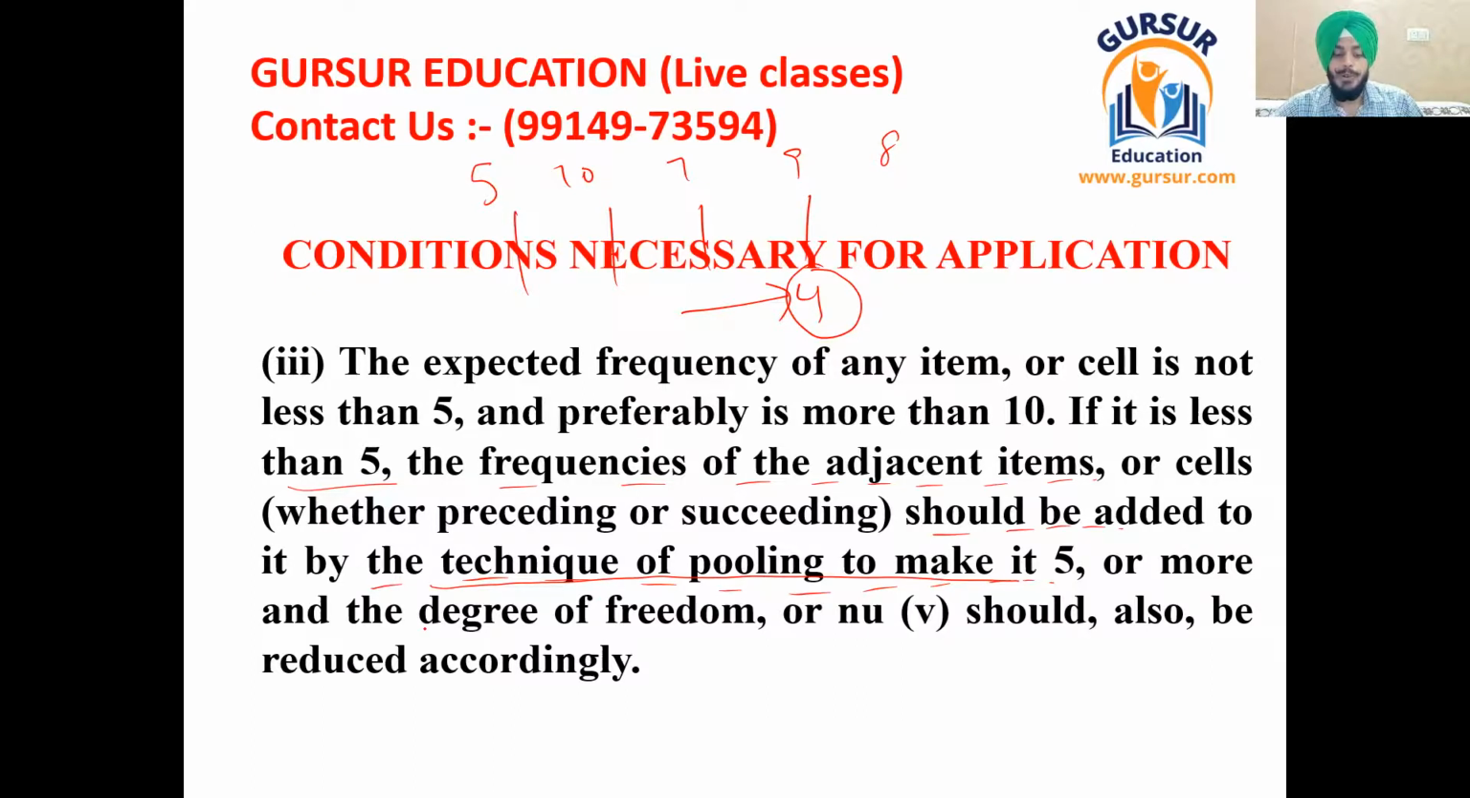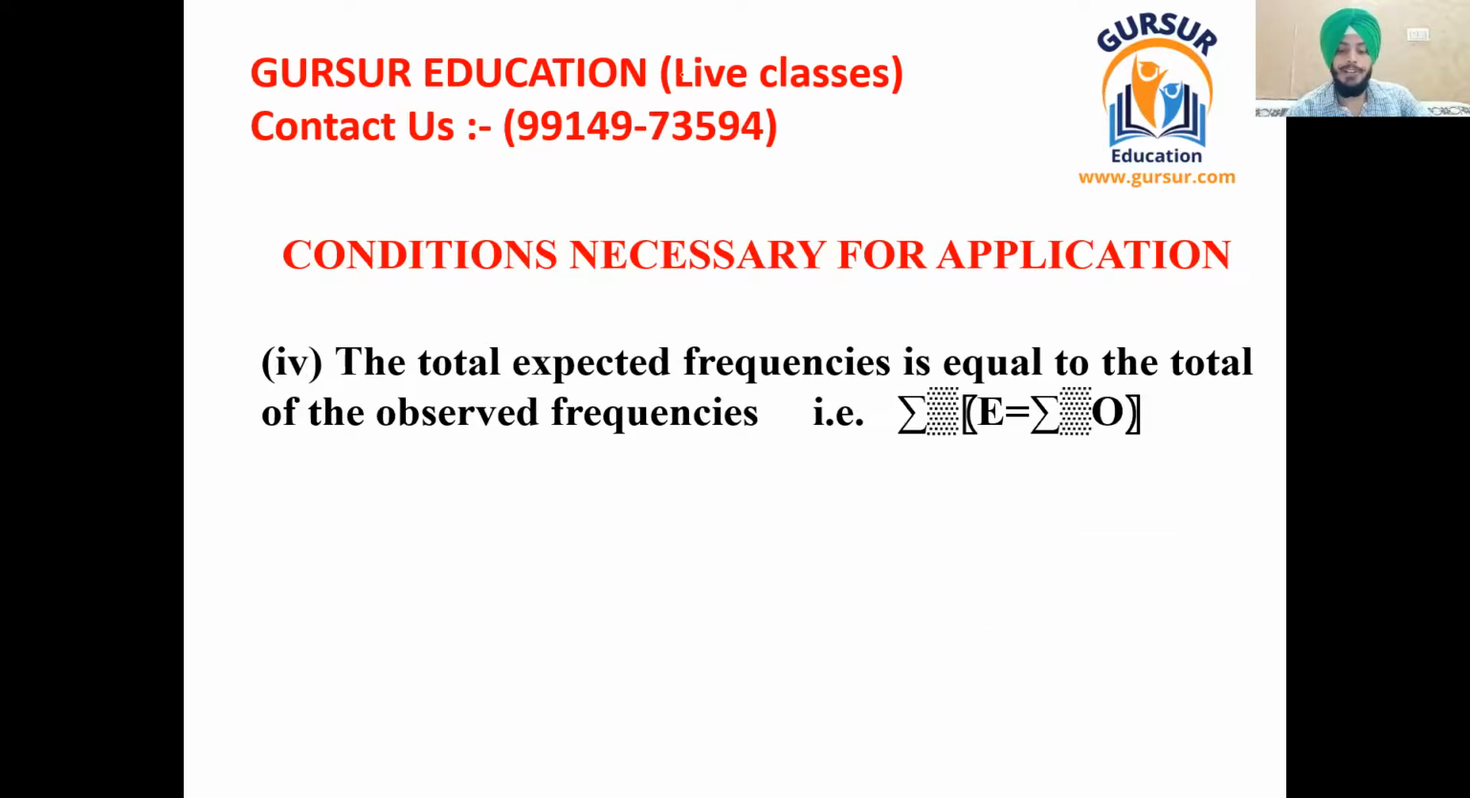This also takes into account the concept of degree of freedom. So this is again, I'm telling you, the frequency of any cell cannot be lesser than 5, and if this is the case, then you can use the frequency of adjacent items, and these can be added into the item whose frequency is less than 5, and its frequency can be made greater than 5. So this was the third condition.